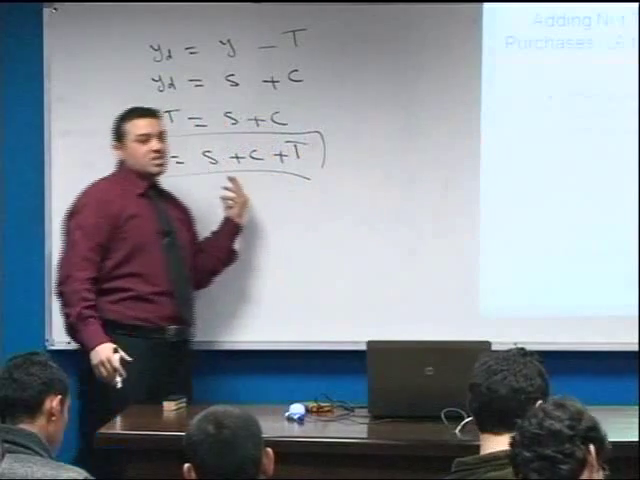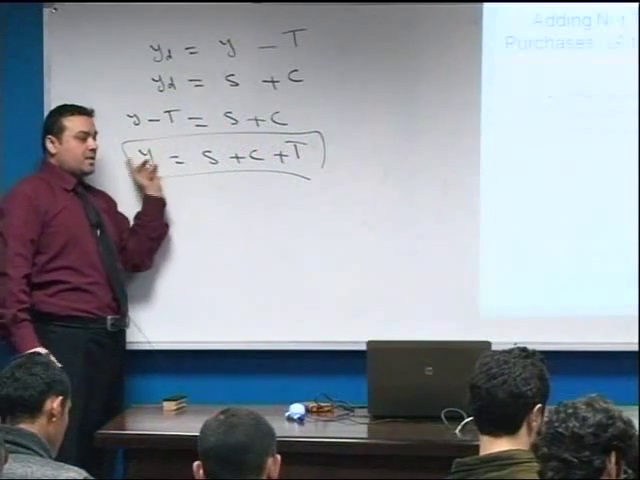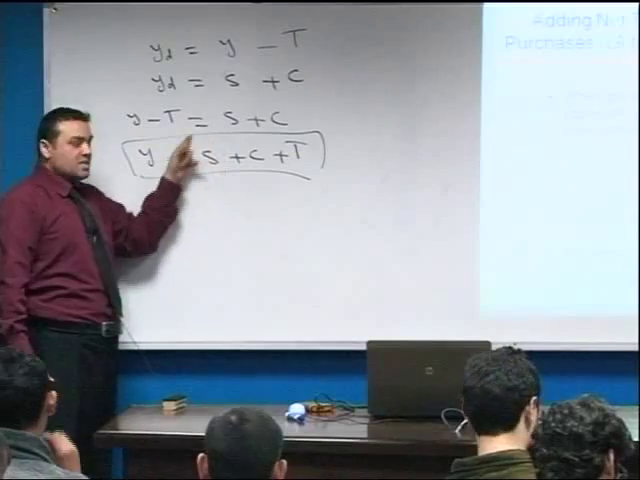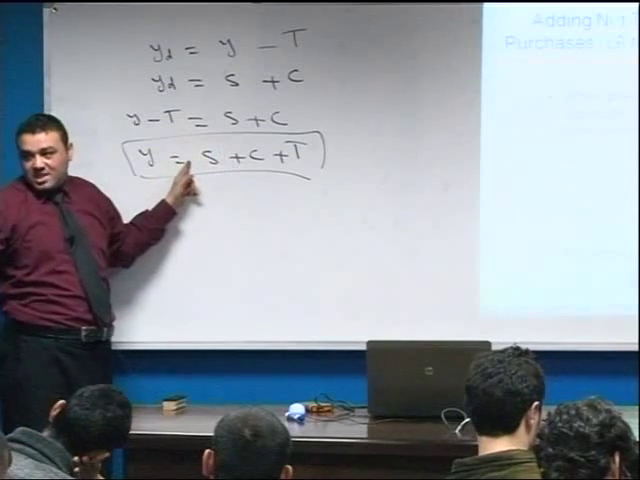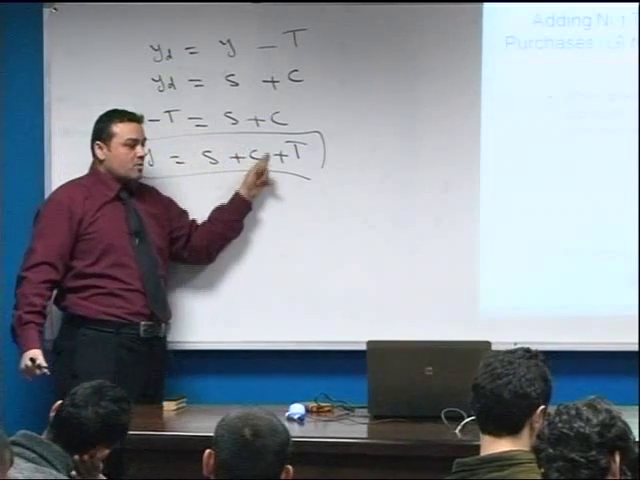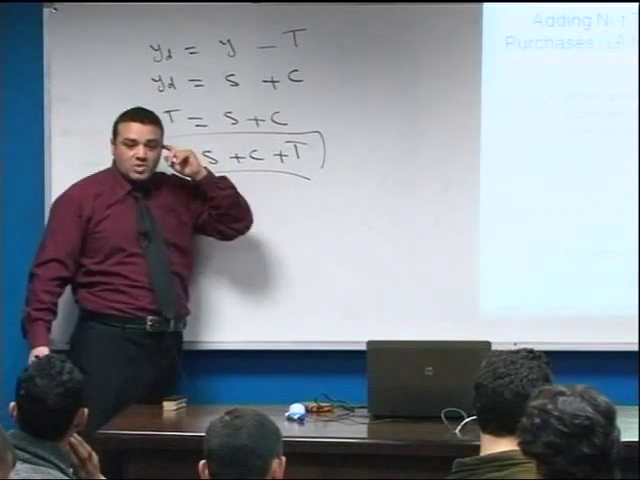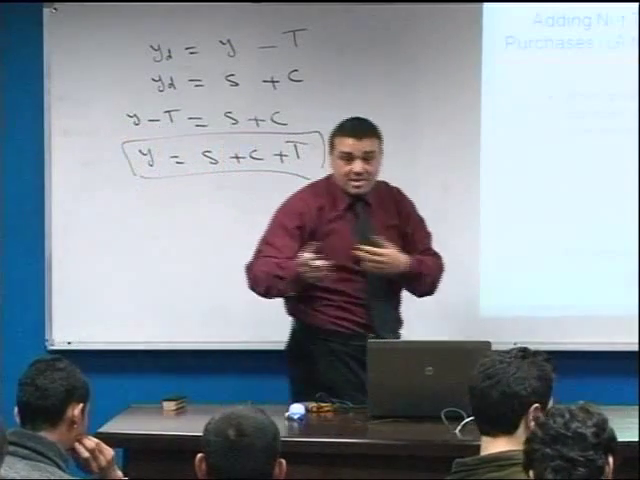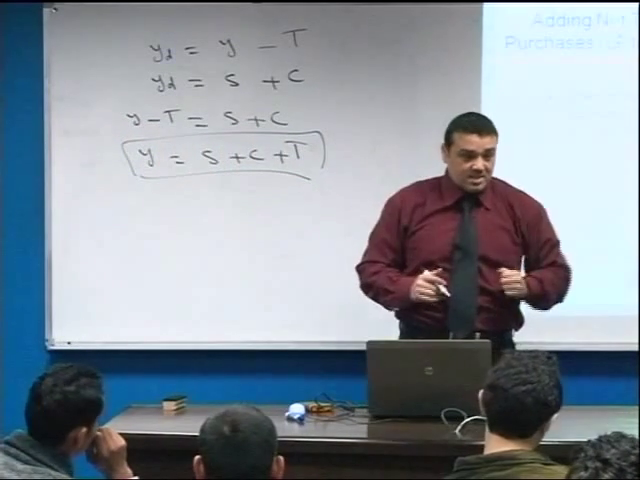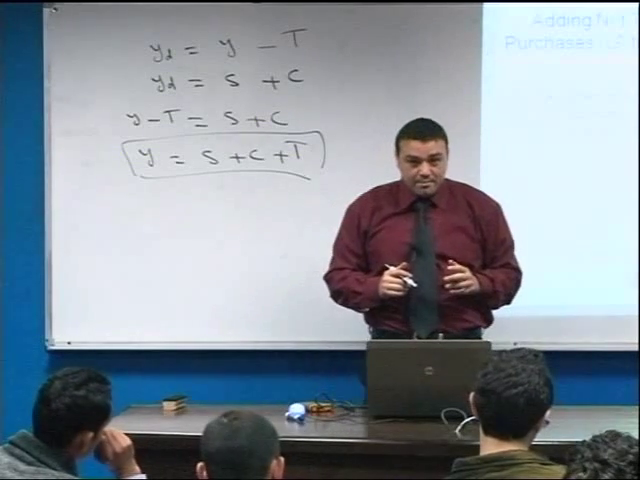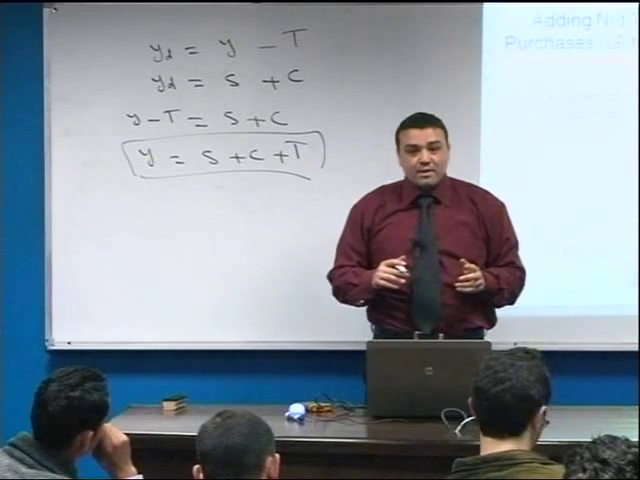So, as I mentioned, the aggregate income or the total income equals the saving. Part of your income goes for saving, another part goes for consumption, and the last goes for the taxes, or the net taxes for the government. Right? Is it clear?